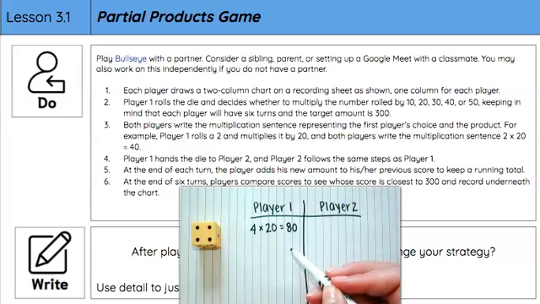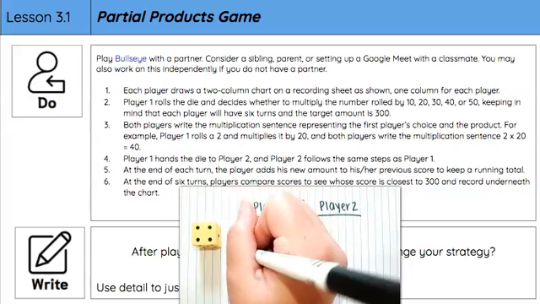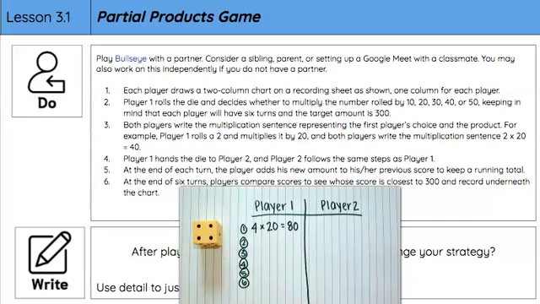And again, remember after 6 rolls, I'm going to have to try to get it closest to 300. So that's the strategy you need to keep in mind when you're playing this game. Then your partner, player 2, is going to do the same process. You'll take turns for 6 rolls. 1, 2, 3, 4, 5, 6. After you finish your 6th roll, you'll add up both of yours and your partner's, and again, you'll see who is the closest to 300.